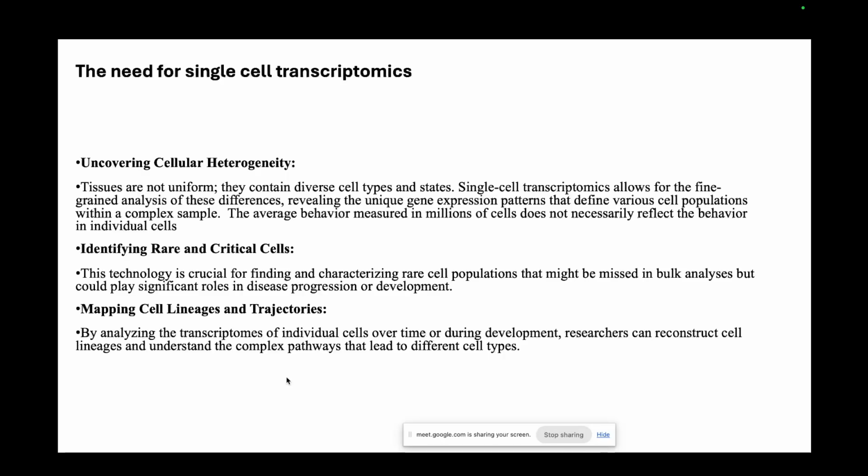If you have a million cells in the sample, the expression values that you're getting are basically an average of all these million cells, and it does not tell you the heterogeneity of expression among different cell types of that particular tissue, right? So there the concept of single cell transcriptomics comes in.